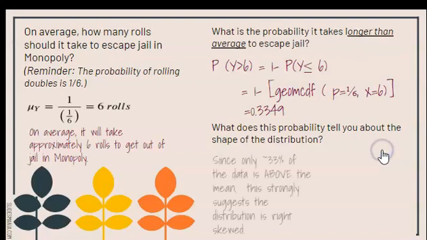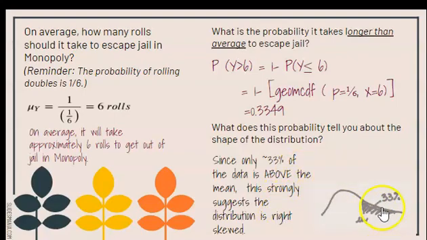Well, since only about 33% of the data is above the mean, this is the mean, right? In a symmetric distribution, it should be 50% above, 50% below. But if only 33% is above the mean, that can tell us that it's going to be right skewed, okay? Again, that's because in symmetric distributions, the mean would have 50-50. But if it's less than 50 over here, that means it's getting pulled this way and there's more data on the left side of our graph.